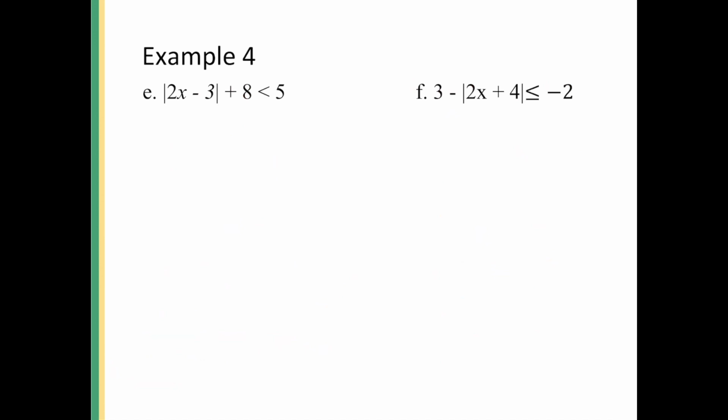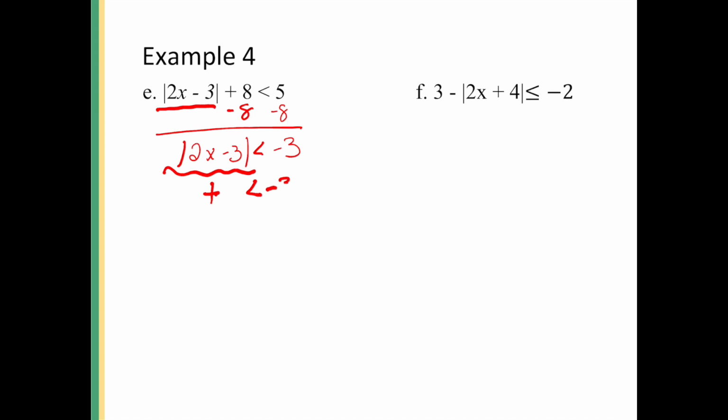Couple more and then we'll be done. So if I look at part E, again, I need to get the absolute value right here by itself. So I'm going to subtract the 8. So I have absolute value of 2x minus 3 is less than -3. So think about this absolute value on this side, it has to always be positive. Less than -3, that can't happen. There's no way this number, it's always going to be a positive number, can be less than a negative. So this one is a no solution, because you can't have an absolute value be less than a negative number.